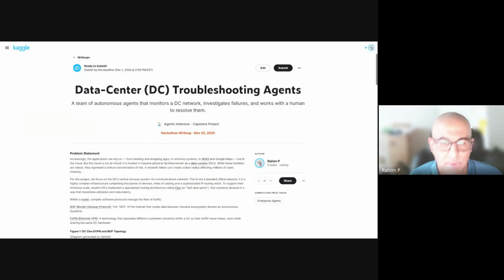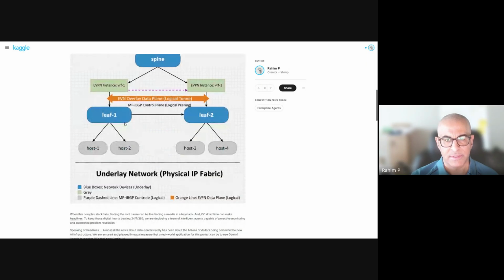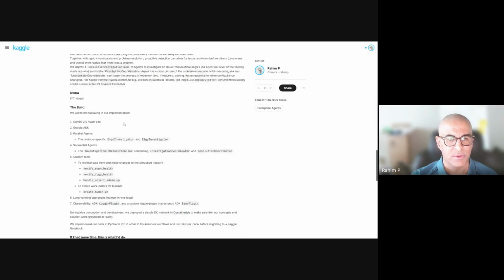So welcome to this introduction to the data center troubleshooting agents. In this write-up, I discuss why I picked this use case. We talk in a bit of detail about what a data center looks like, what the core protocols are, what the agent architecture looks like, plus what we can look forward to in the future.